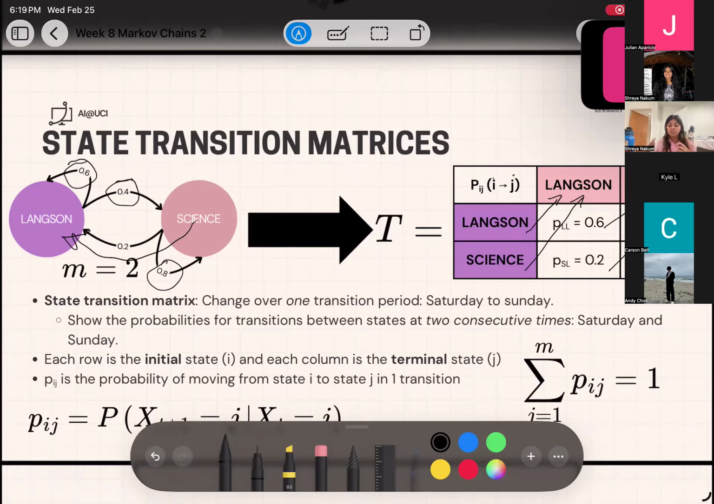The probability of 0.6 is the probability that you're studying at Langston today, and that means you're going to be studying at Langston tomorrow. Each row here is the initial state, and each column is the terminal state. So when I say IJ, I'm saying that we're going from I to J. The row here, so let's say this is 0, 1, 0, 1. So P 0, 0 is going from the zeroth state, Locked In, to the zeroth state again, Locked In. I to J.